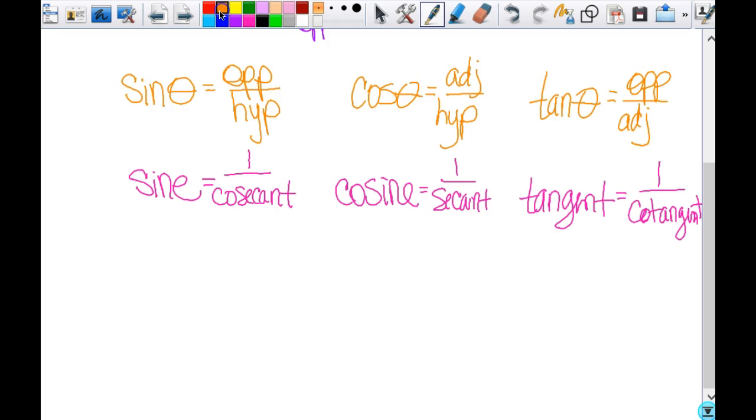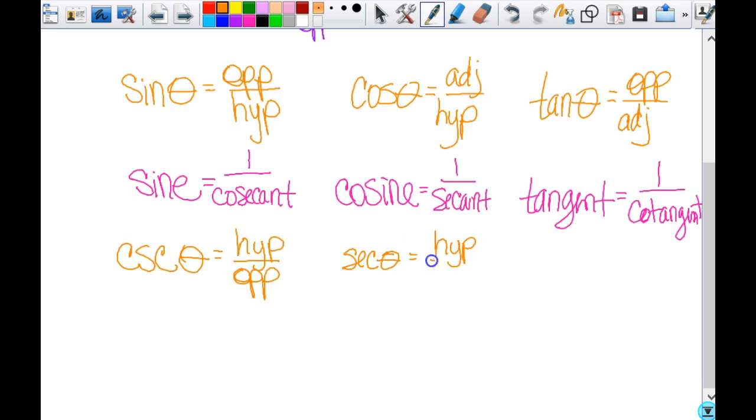No big deal. So sine of theta is opposite over hypotenuse, which means cosecant, and the way that you abbreviate cosecant is CSC. So cosecant of theta then would be 1 over that, just the reciprocal of that, which is hypotenuse over opposite. See? So you already knew them. No big deal. Secant, which is SEC, it's just going to be hypotenuse over adjacent. And cotangent, which is COT, is just going to be adjacent over opposite.